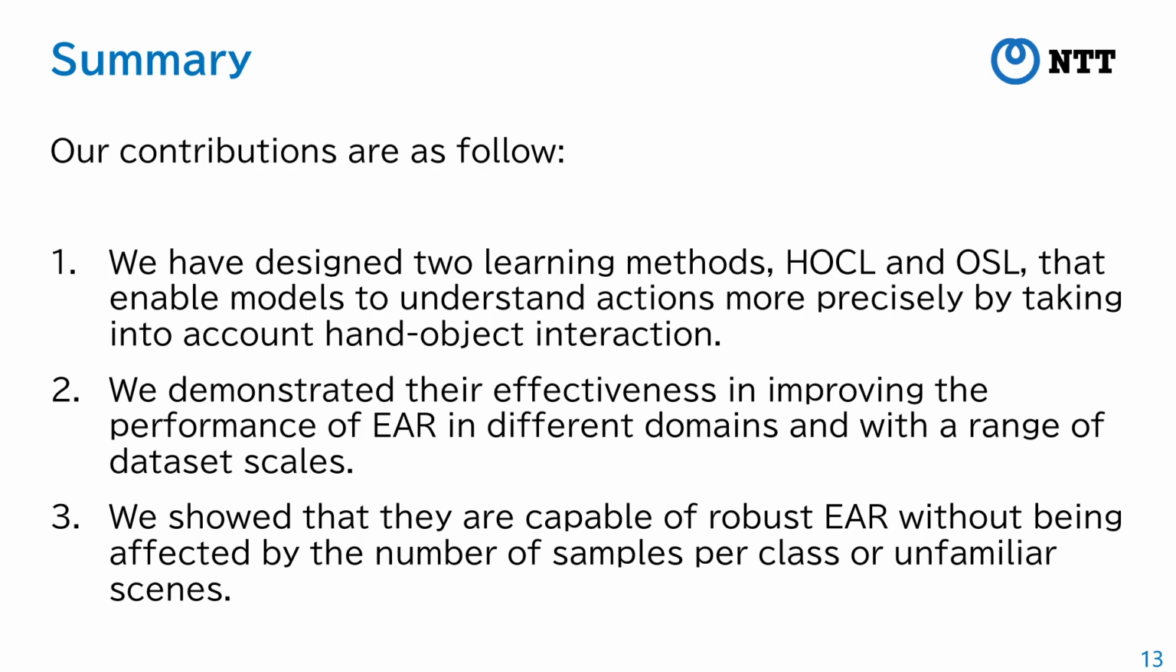To summarize, our proposed methods help models to classify actions more accurately by focusing on hand-object contact and object state change. Experiments demonstrated that the two proposed methods improved recognition performance in different domains on datasets of various scales. This improved recognition performance, especially for classes with a few instances in the train set, and for unseen data. We also showed that our proposed methods incorporated the relationships among action, hand-object contact, and object state change into models through visualization.